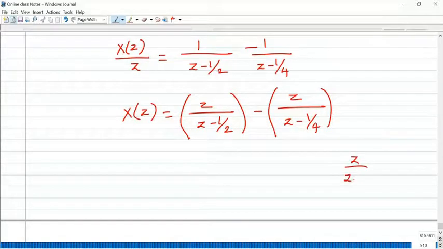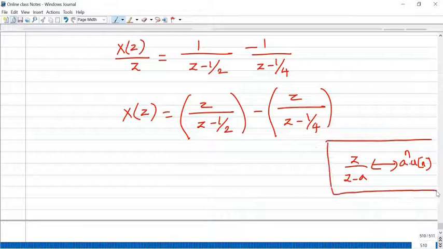Z divided by z minus a. Result is a power n u of n for modulus of z greater than, or outside of, the outermost pole. If inside of the innermost pole, minus a power n u of minus n minus 1. Between two poles, we have to analyze and write the result.